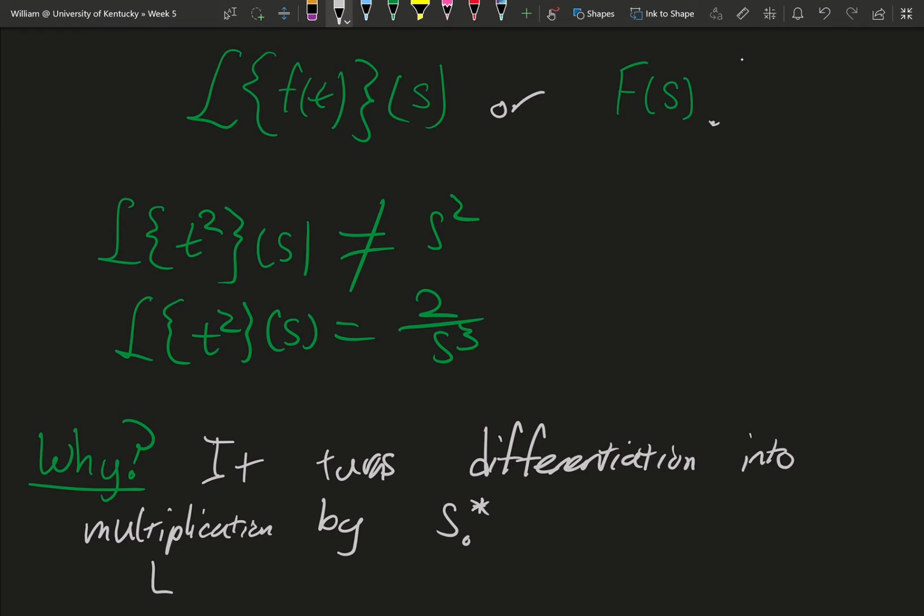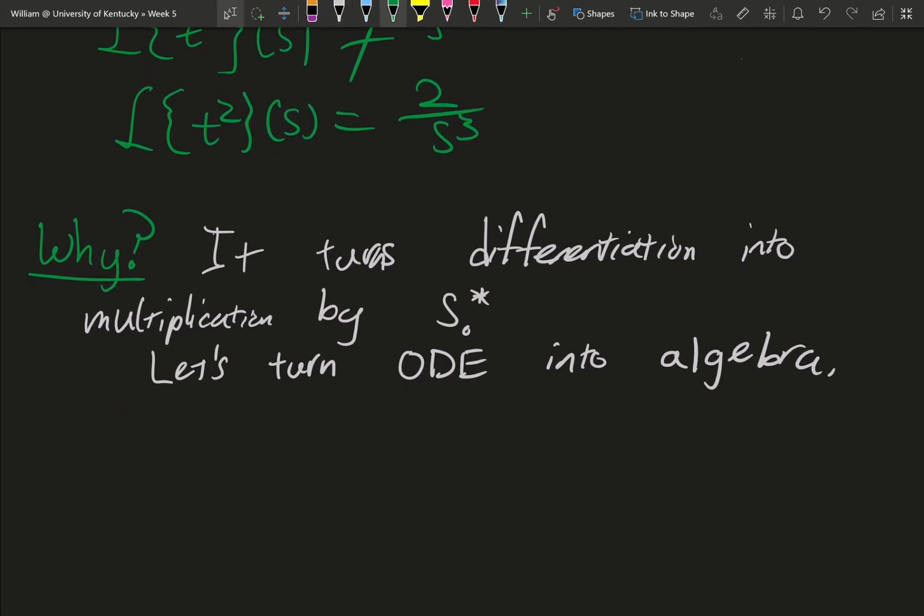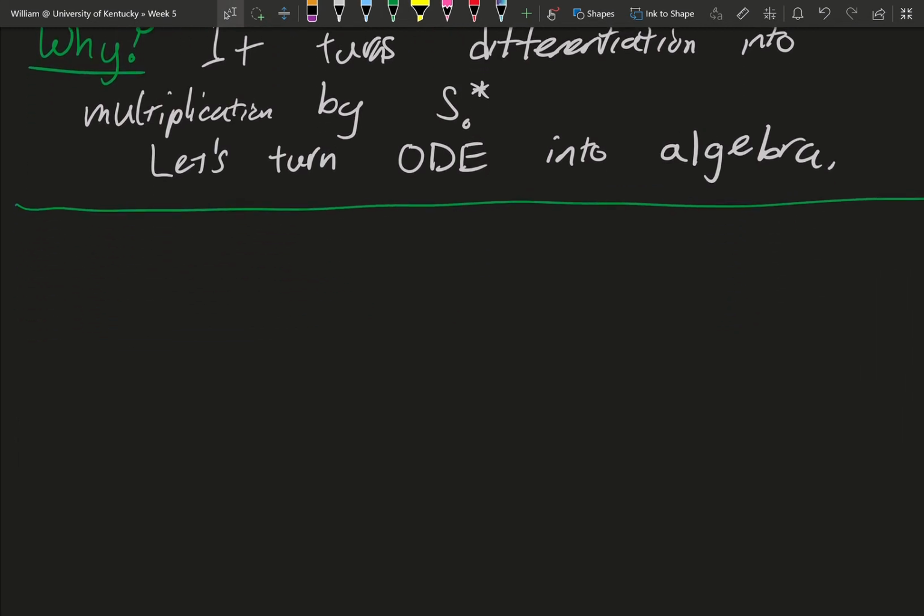So it lets us turn an ODE into just algebra. And so we can solve the algebra, and that's going to actually end up solving the ODE. Okay, so enough build-up, let's just get into the definition.